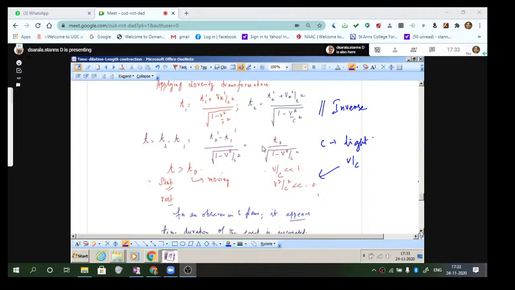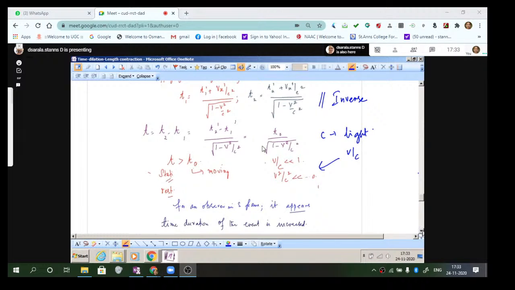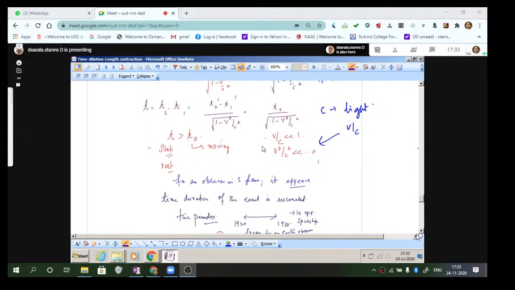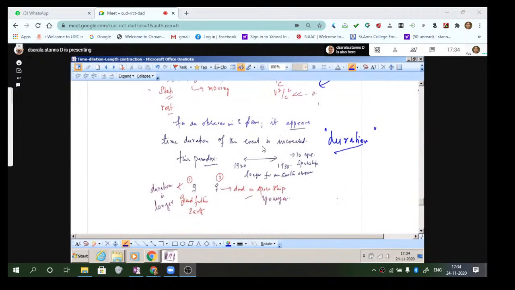T is what an observer in S frame sees for the event. It is not the time that is reduced, it is the duration of the time. Please make a note, it is the duration which is more. That is, the difference between the two events is more. So for example, you can take 2020 and 2030. This is the start of the event. This is the end of the event. The period is 10 years. But this 10 years appears longer for a stationary person.